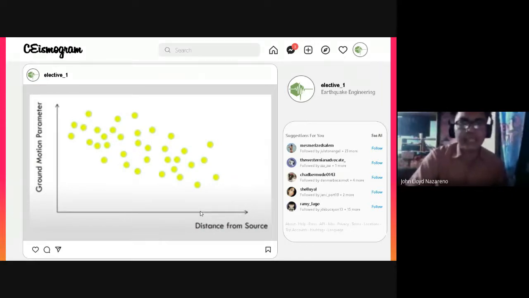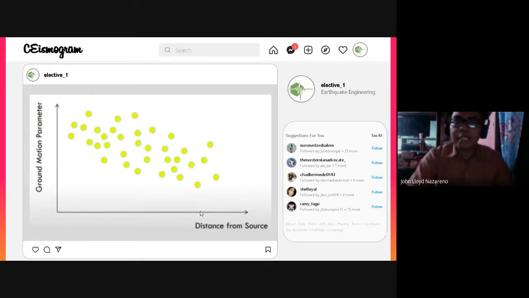Ayan. So of course, we know the source to site distance kasi that can be determined naman, kasi earthquakes only occur sa fault. And from all those recordings, we will be able to obtain ground motion parameters like PGA, or peak ground acceleration, PGV, or peak ground velocity, spectral acceleration, and many, many more. So for example, we will analyze PGA.